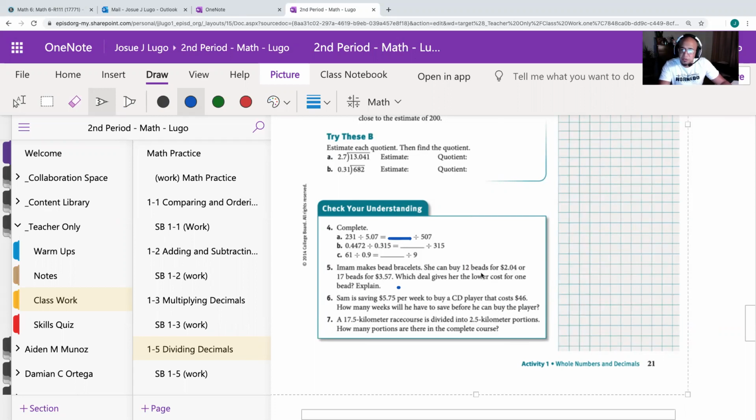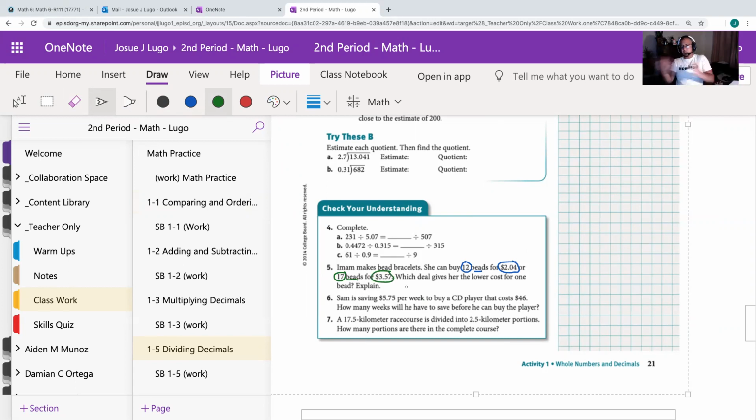So we see here two different rates. She can either buy 12 beads for this rate, $2.04 for those 12 beads, or she can buy 17 beads for $3.57.